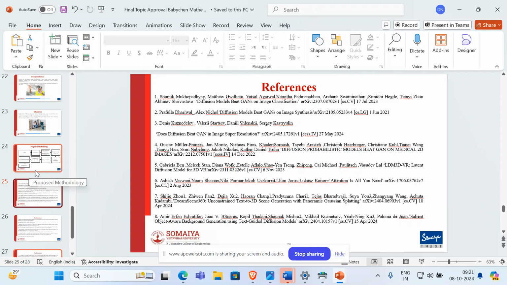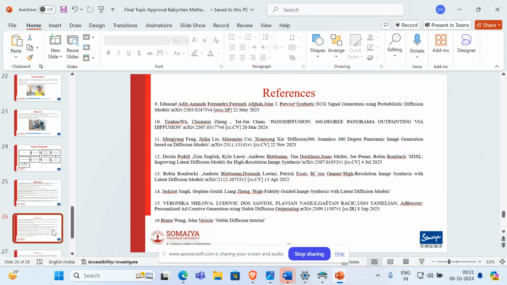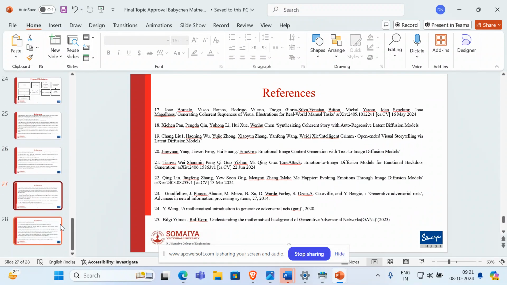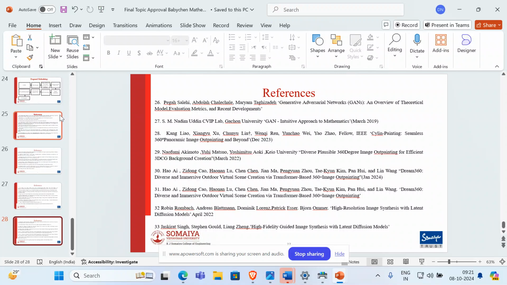I think future scope, timeline, and Gantt chart are missing from this presentation. References are too much. Thank you slide and any questions slide are missing. So with this, you can improve your presentation. Maybe today you might not have time to improve it, but from the next presentation onwards, try to keep all these things in mind. Thank you.